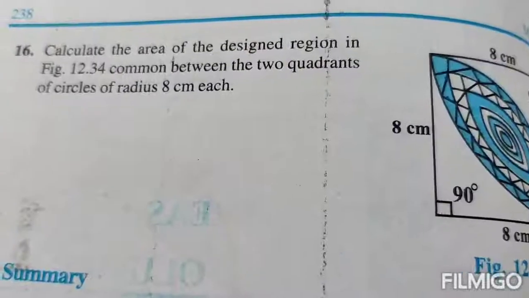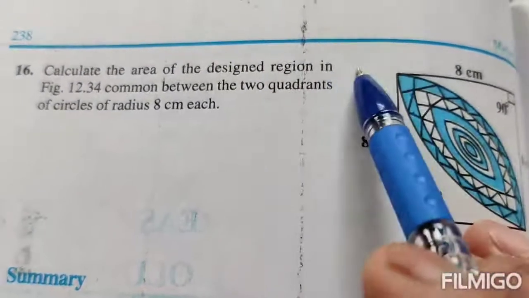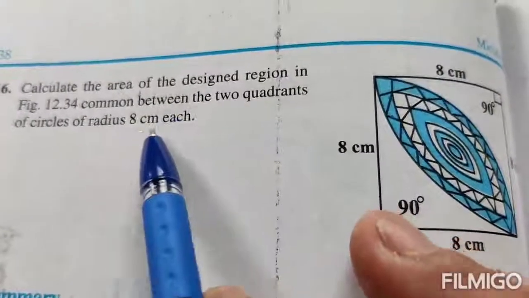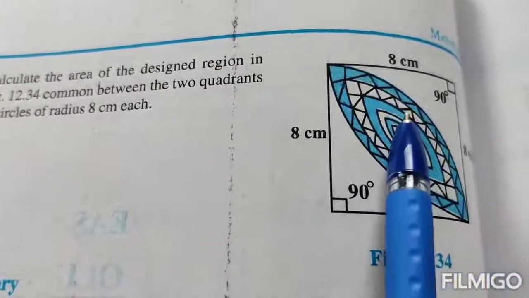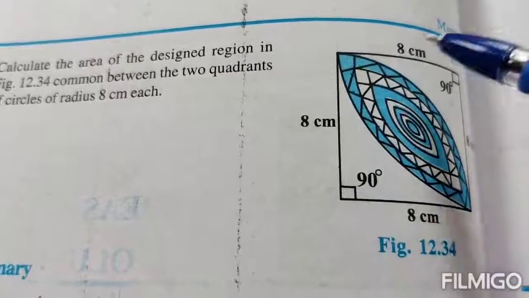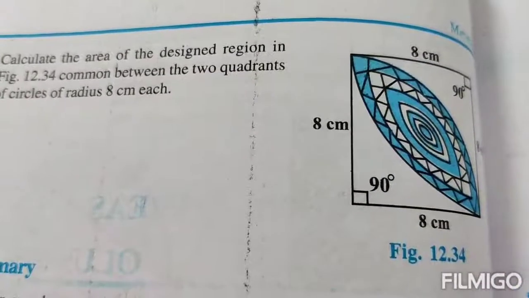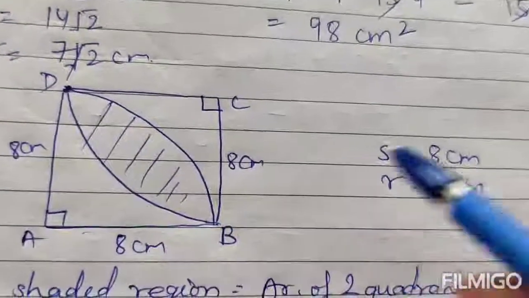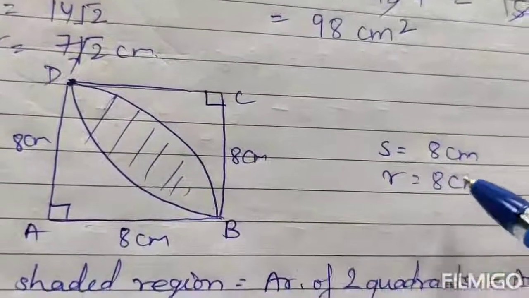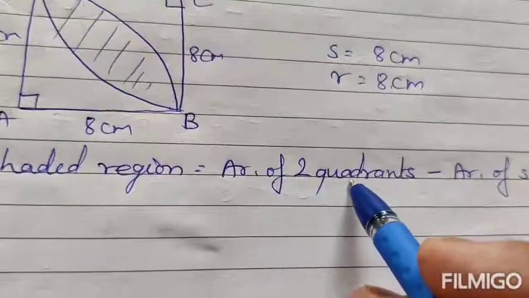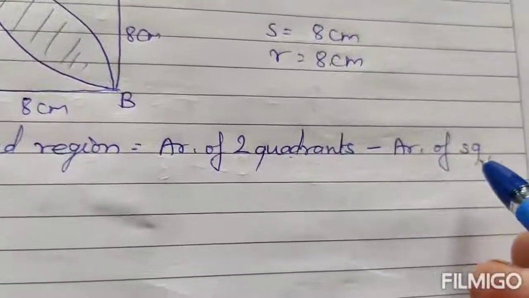Question 16 and the last question. Calculate the area of designed region in the figure common between the two quadrants of circle radius 8 centimeter. This is the same. The area of this designed region is area of two quadrants minus area of square. The side of the square is 8 centimeter and radius of the quadrant is 8. The area of shaded region equal to area of two quadrants minus area of the square.